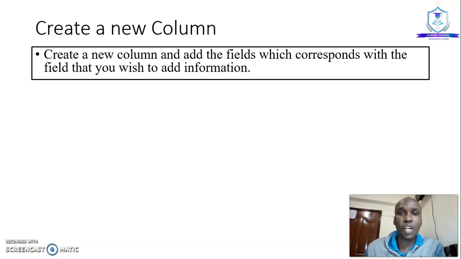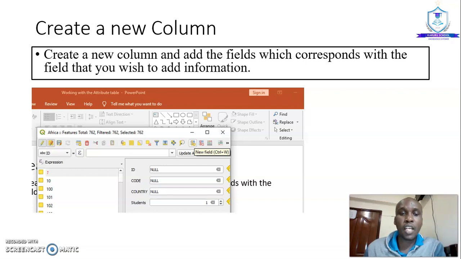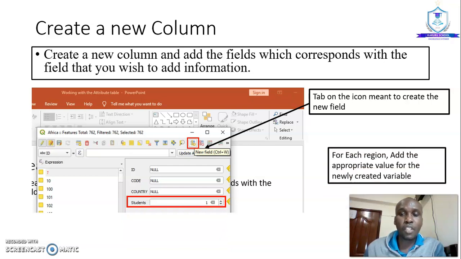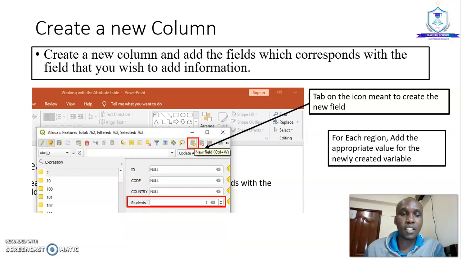Now create a new column and add the fields which correspond with the field that you wish to add information to. So for me, I will create a new column and call it students. And for you to be able to do this, you need to tap on the icon that is meant for create new field. Then you'll get room to type a new field and give it a name of your choice, and then edit inside to put in the values which you are interested in representing in your map. So for each region, add an appropriate value for the newly created variable that corresponds to whatever information you want to display.